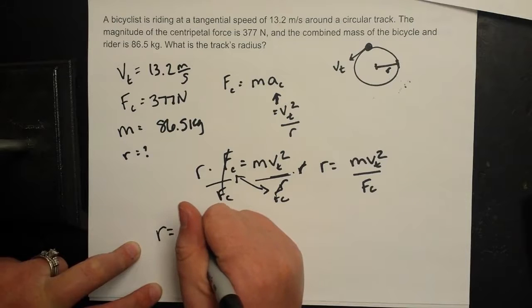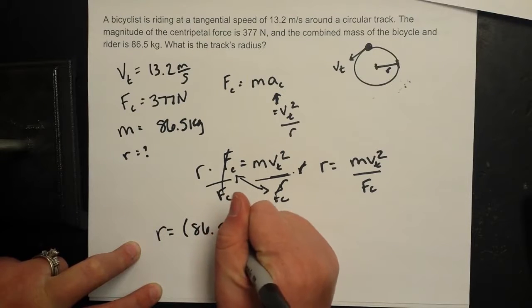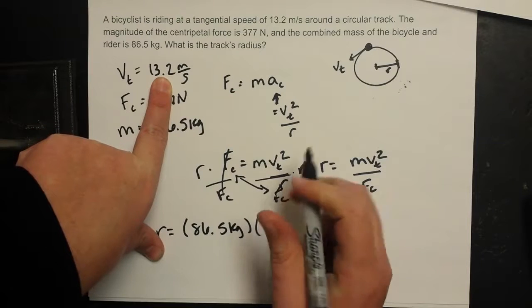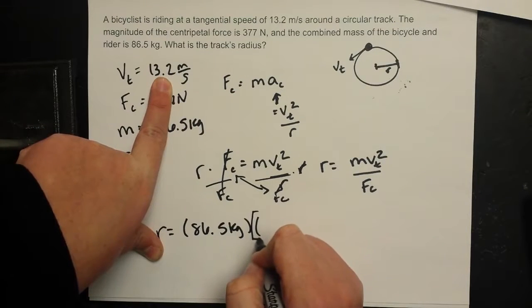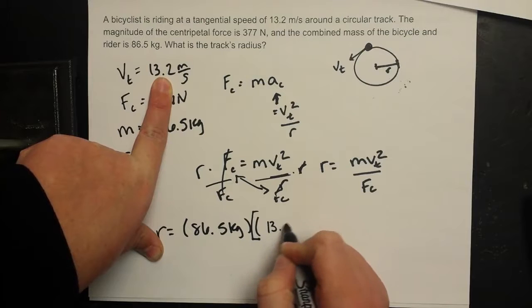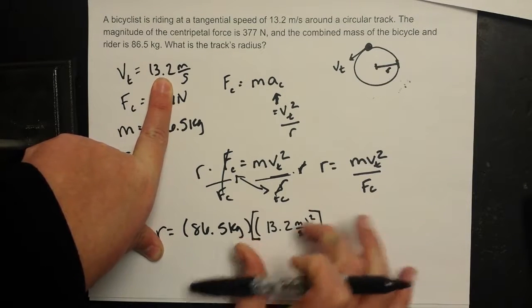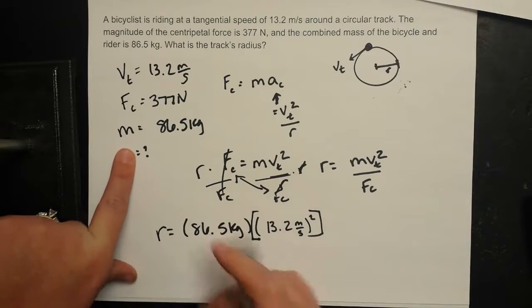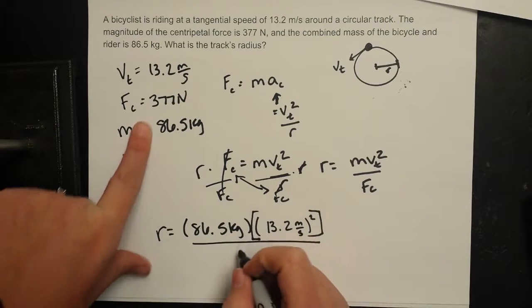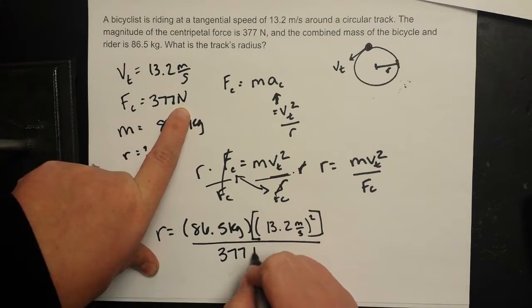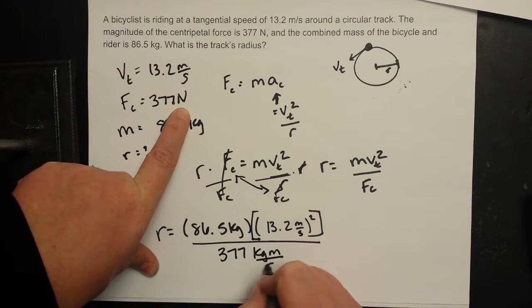So I'm going to do my mass of 86.5 kilograms, multiply it by my tangential speed. However, I'm going to square my tangential speed first, so let's put brackets here: 13.2 meters per second squared. Take this value times m, and divide that by my centripetal force of 377 newtons. However, instead of newtons, I am going to write kilogram meter per second squared.